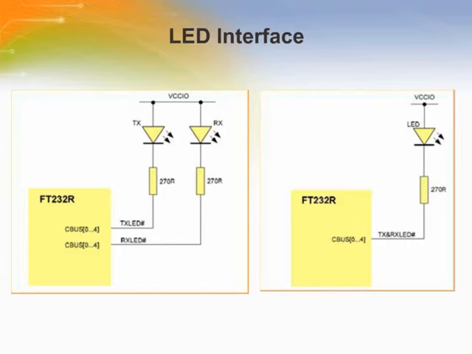In the left figure, one of the C-bus pins is used to indicate transmission of data, and another is used to indicate receiving data. When data is being transmitted or received, the respective pin will drive from tri-state to low in order to provide indication on the LEDs of data transfer. In the right figure, one of the C-bus pins is used to indicate when the data is being transmitted or received by the device. In this configuration, the FT232R will drive only a single LED.